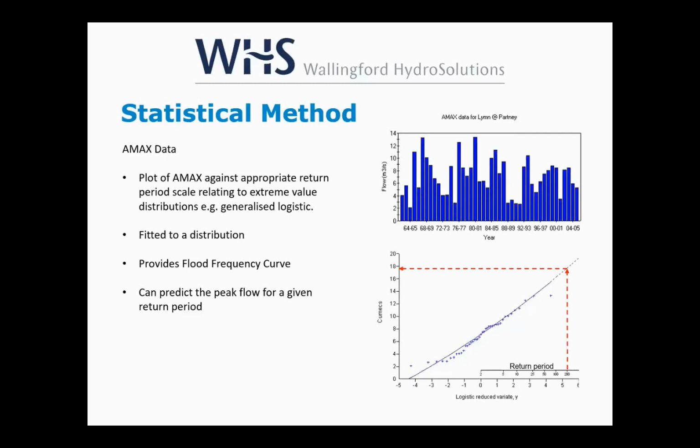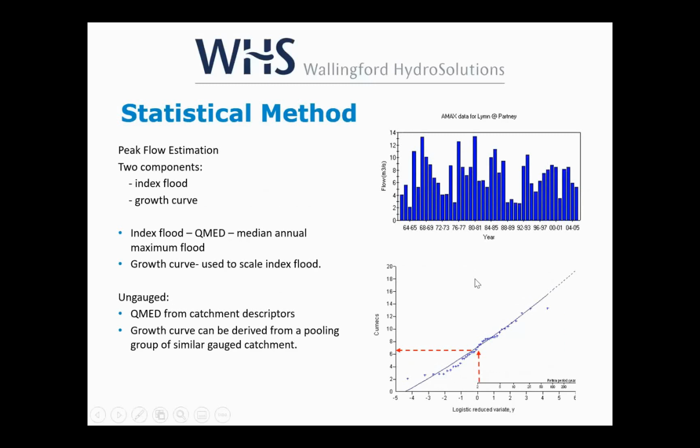Now, what the statistical method seeks to do is estimate this flood frequency curve, but not only for gauge sites, but also for ungauged sites. So how does it do this? There are two main things it looks to estimate: an index flood and a growth curve. So the index flood typically used is the QMED, which is the median annual maximum flood. Now, if you have an AMAX series, it's just the median of all those events.